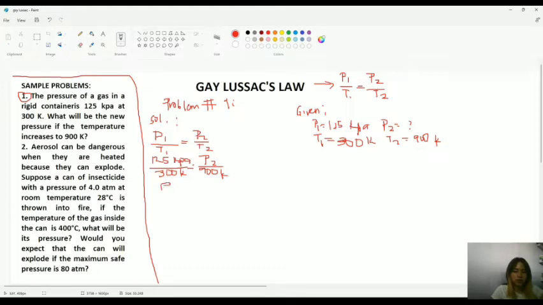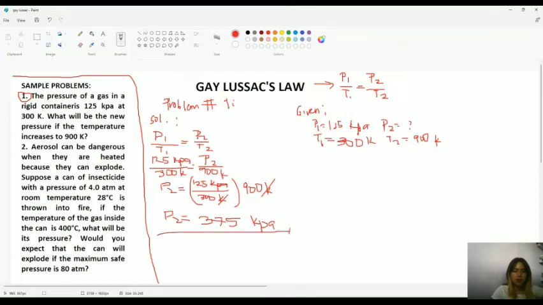So, ilagay natin yung P sub 2 is equals to 125 kilopascal over 300 Kelvin times 900 Kelvin. So, cancel out the same units. Ayan, Kelvin. So, matitira yung kilopascal. Solve the final pressure here: 375. What is the unit? Kilopascal. So, this is now our answer.